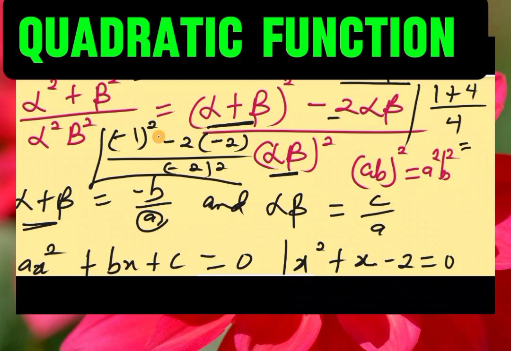So the answer will be what? 5 divided by 4, which is also the same as 1 whole number 1 over 4.